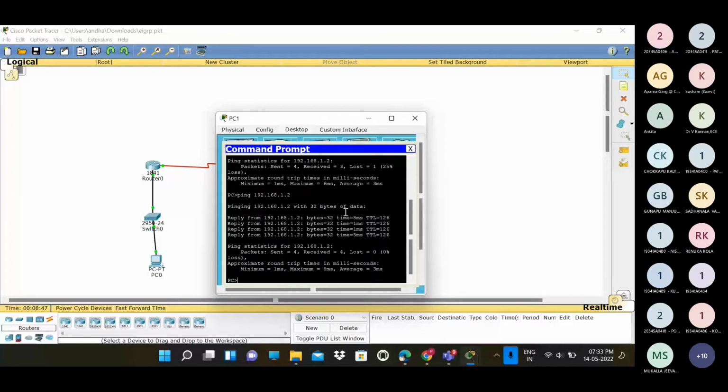Alright. With the same IP address, 192.168.1.1, not 2. Wait. Ping.